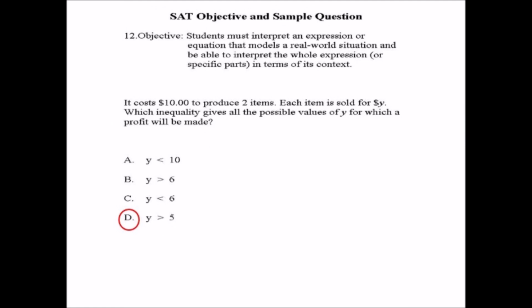And number 12, the answer was D. It's straightforward. If it costs $10 to produce 2 items, for each item it's $5. So to make a profit, each item must be greater than $5. So that's straightforward. That would be the best answer, okay?